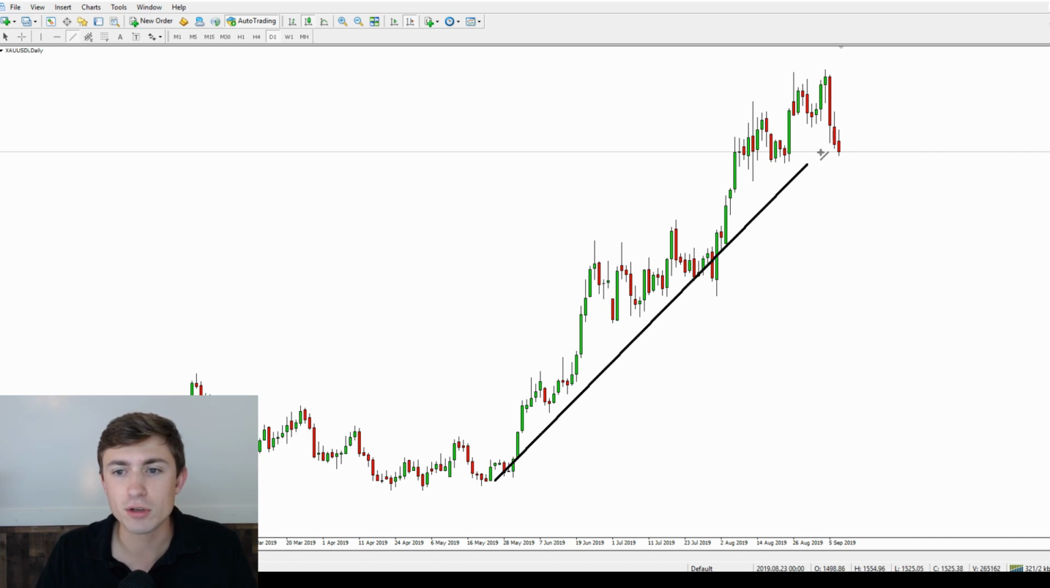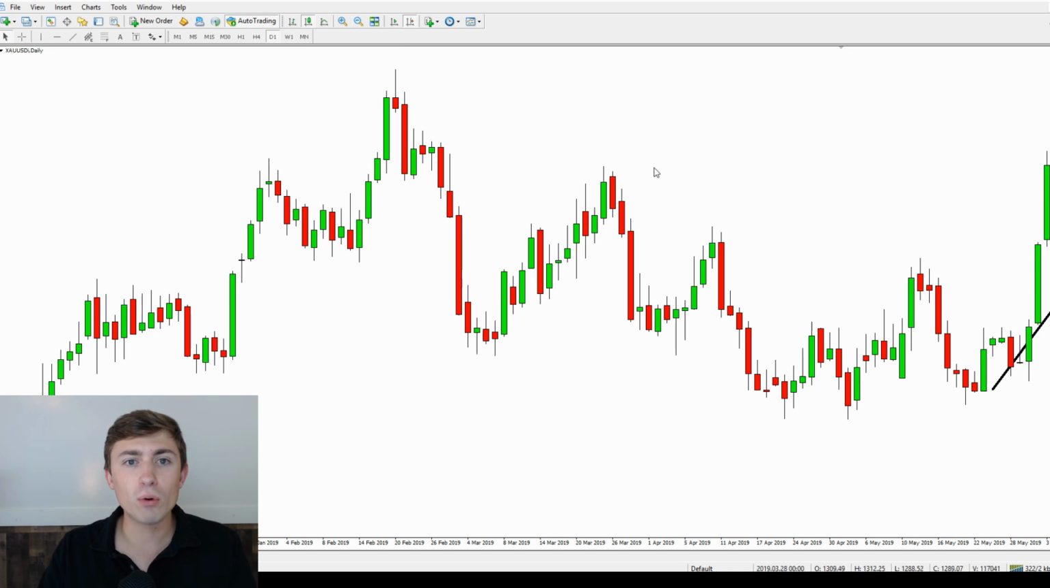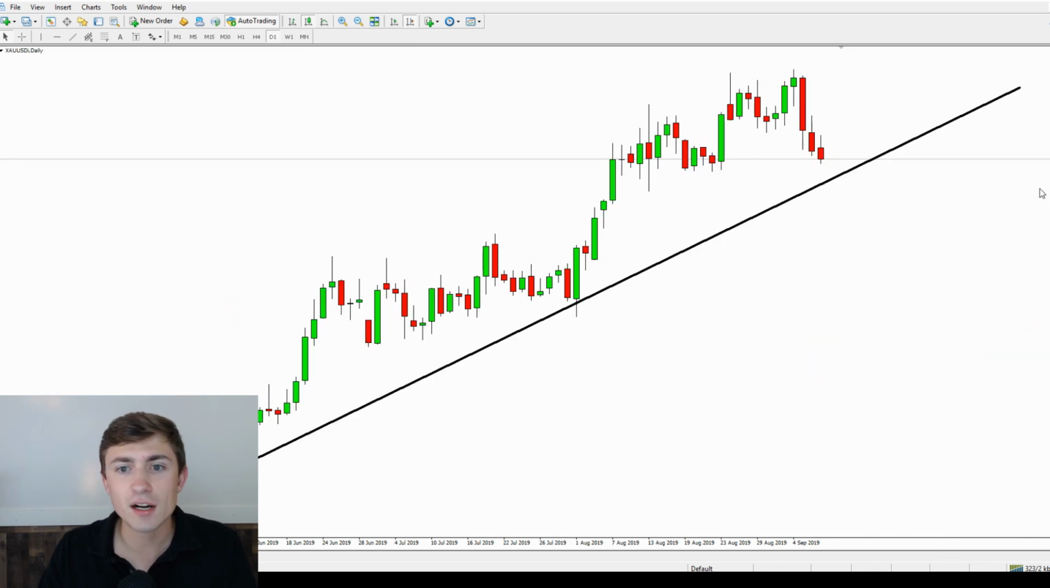Now you can see if I draw this trend line here, price is currently headed back to test a major trend line level of support. But even more so, I want to point out a trade that we talked about in the VIP team.